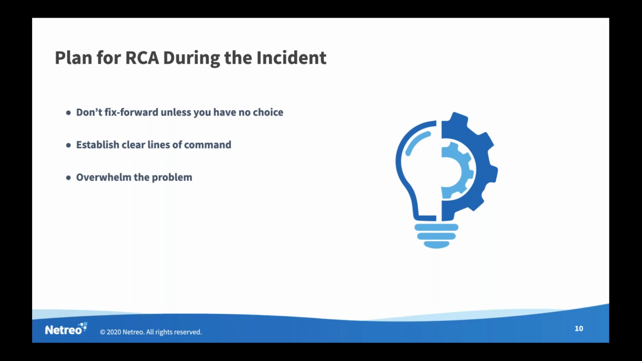You should also plan to overwhelm the problem. And what we mean by that is that to escalate and bring in the key resources, both yours and the vendors where applicable.